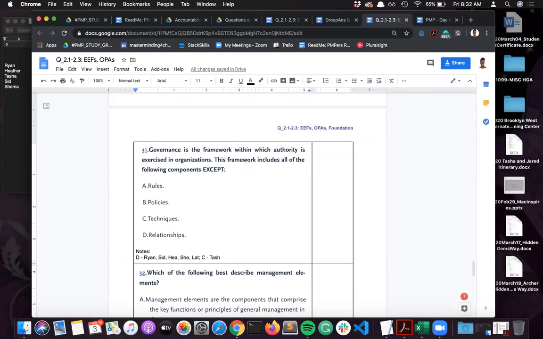31, the answer is C. Aha. Okay. Page 43. It's all mentioned in one. Relationships are there. Governance is the framework within which authority is exercised in organizations. This framework includes, but is not limited to, rules, policies, procedures, norms, relationships, systems, and processes. This framework influences how objectives of the organization are set and achieved. Risk is monitored and assessed, and performance is optimized. Specific techniques are low-level details, not usually specified by governance. That was the key, low-level details.